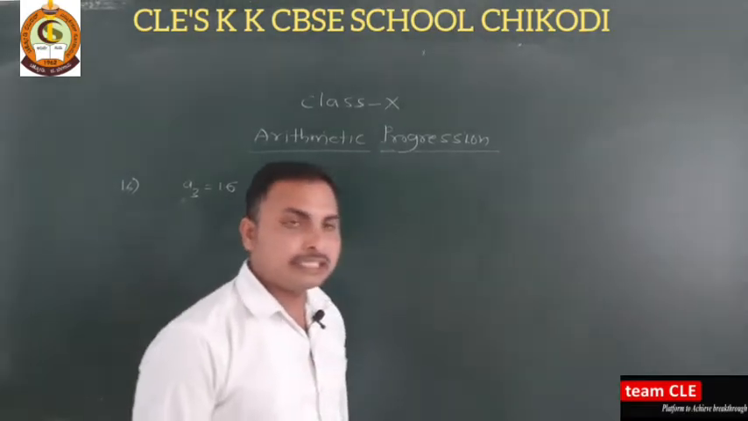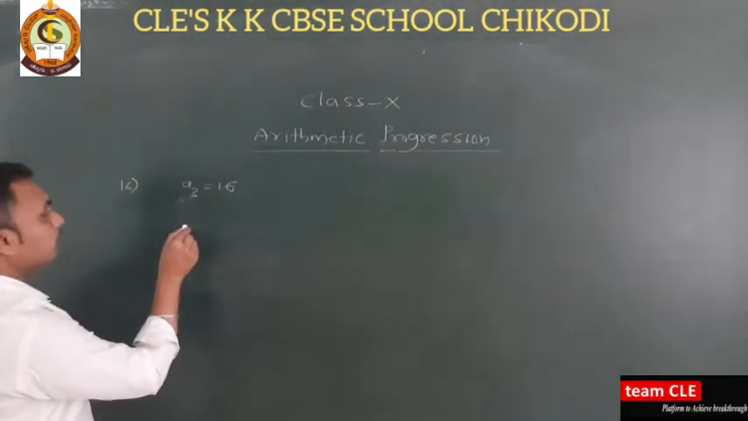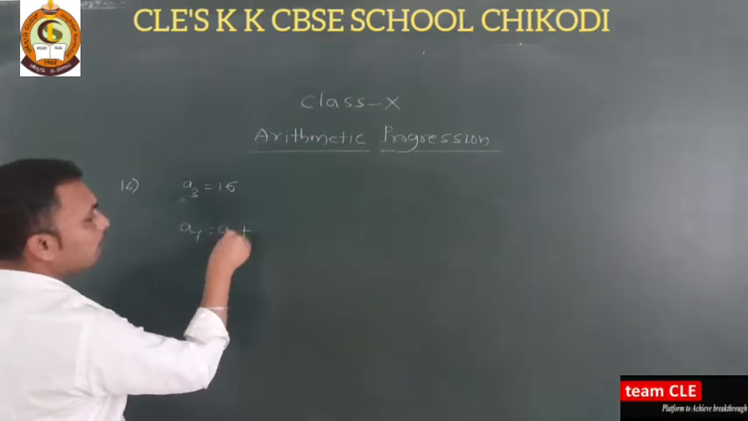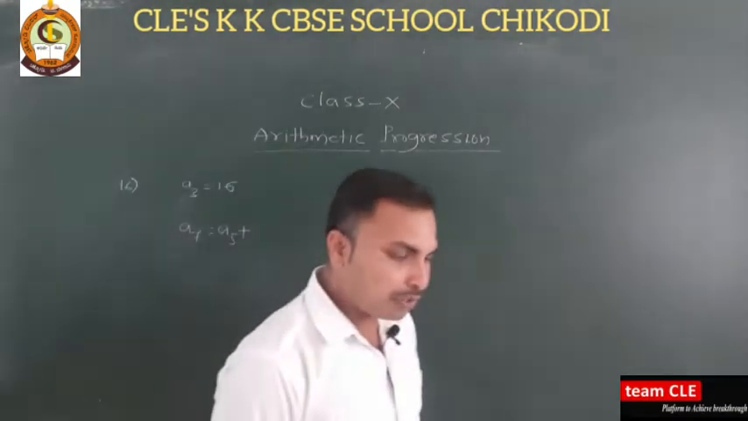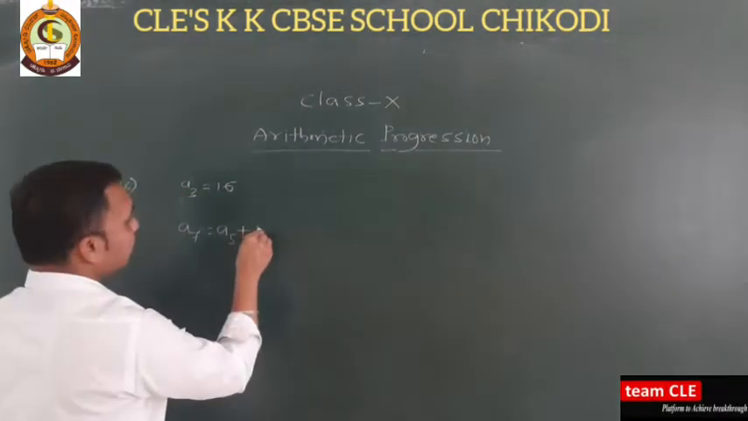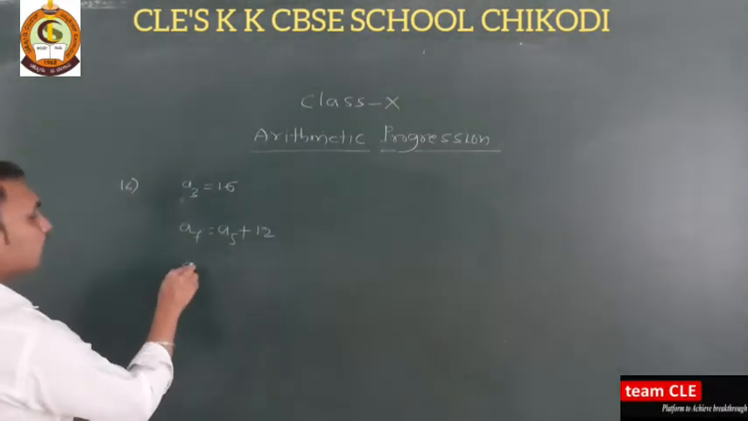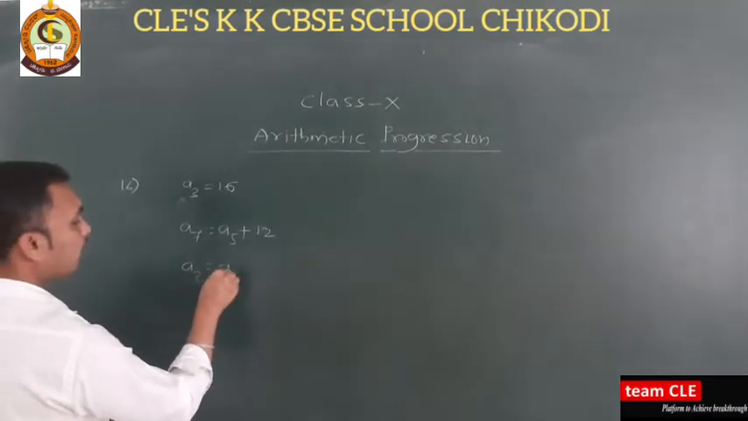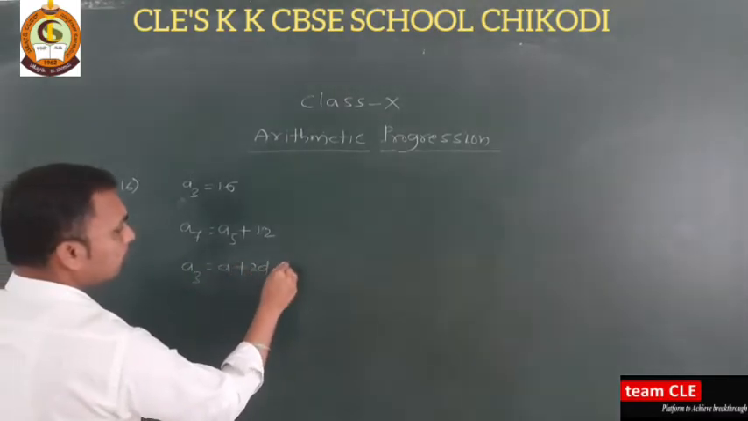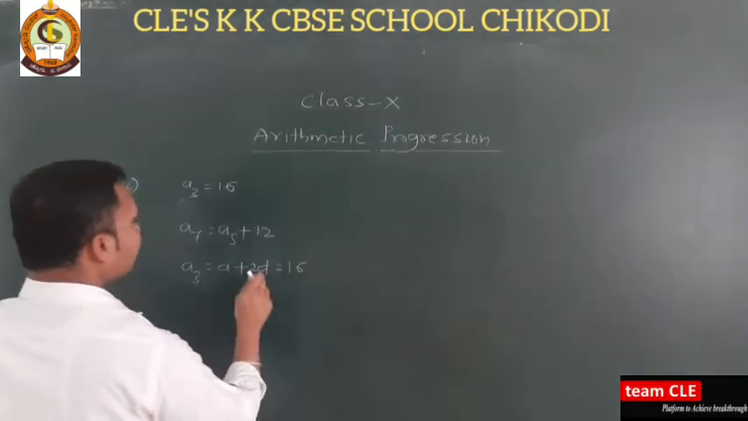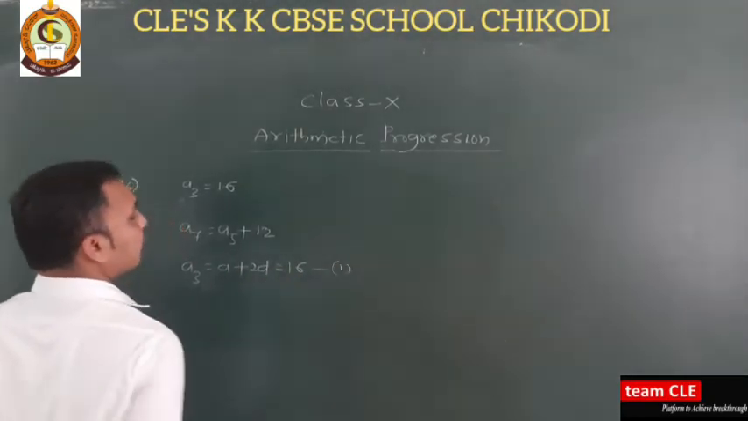The seventh term exceeds, so A7 exceeds its fifth term by 12. Now how can we write A3? A3 we can write as a plus 2d is equal to 16. So a plus 2d is equal to 16. You can take this as equation number 1.